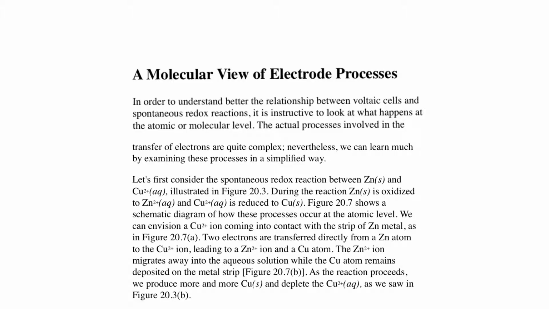A molecular view of electrode processes. In order to understand better the relationship between voltaic cells and spontaneous redox reactions, it's instructive to look at what happens at the atomic or molecular level. The actual processes involved in the transfer of electrons are quite complex. Nevertheless, we can learn much by examining these processes in a simplified way.